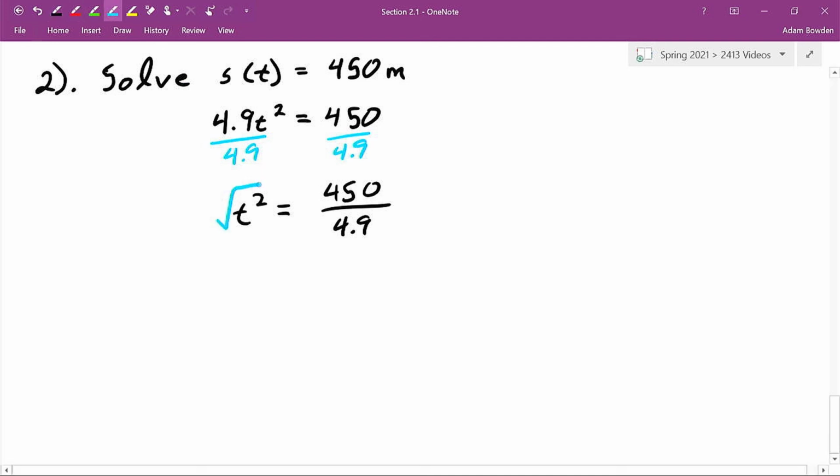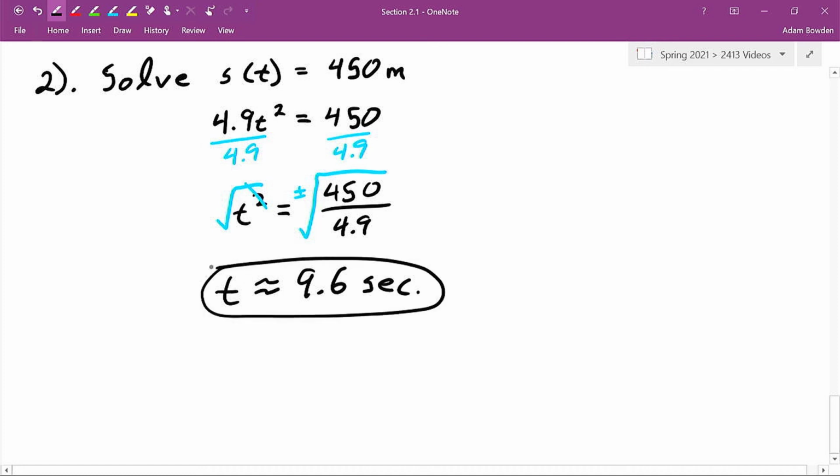I'll take the square root. Technically it would be plus or minus, but I really only need to worry about the positive value. And that comes out to be approximately 9.6. So 9.6 seconds for it to travel the full 450 meters.